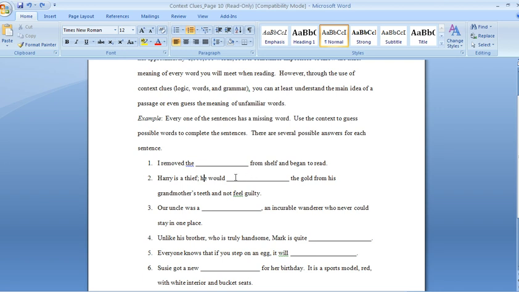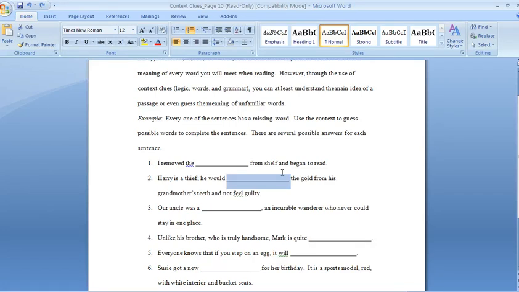Since he's a thief, I'm guessing this has something to do with stealing. Now, there's no noun here. There is the helping verb would. So then this should be a main verb, and so I'm going to say he would steal the gold from his grandmother's teeth and not feel guilty. Does that make sense? Yes, it does. So again, we're using the context to guess what word we'd put in here.